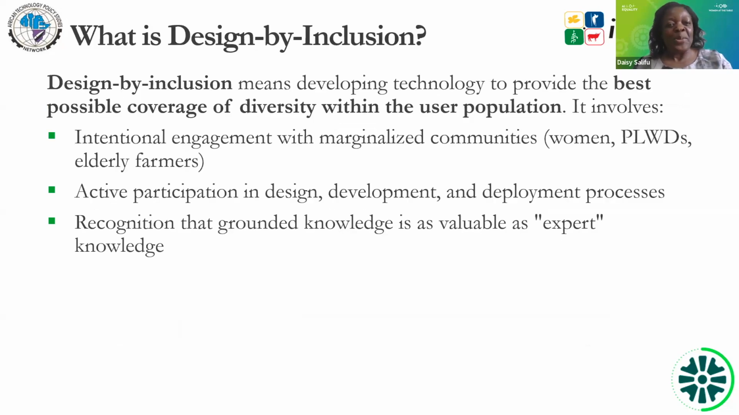So what is design by inclusion? We are looking at developing technology to provide the best possible coverage of diversity within the user population. What does that mean? This involves intentional engagement with marginalized communities. And regarding agriculture, we are looking at women who are part of the smallholder farmers, people living with disabilities who are all over rural Africa, and elderly farmers. All these groups who are marginalized are part of the farming community in Africa.